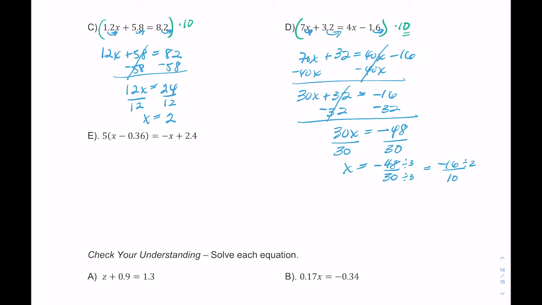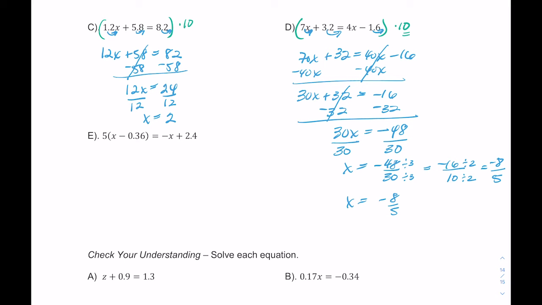So if they're even, just keep dividing by 2 until you can't divide anymore. And then it's completely simplified. So negative 16 divided by 2 gives us negative 8, and 10 divided by 2 is 5. So your final answer would be negative 8/5.